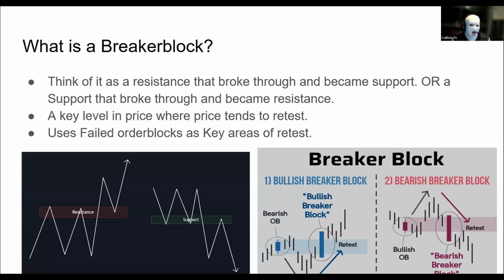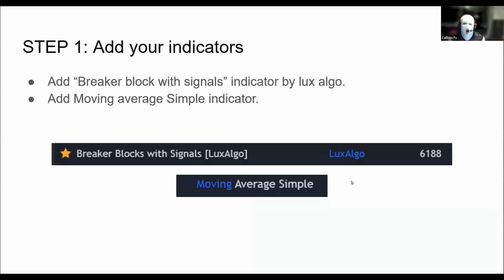It uses failed order blocks as key areas to retest. If you look at the screenshot on the right, a bullish breaker block forms when price breaks above a bearish order block. And if price breaks below a bullish order block, it becomes an area for price to retest. Now that you understand what a breaker block is, let's get into the steps of how to execute this strategy.